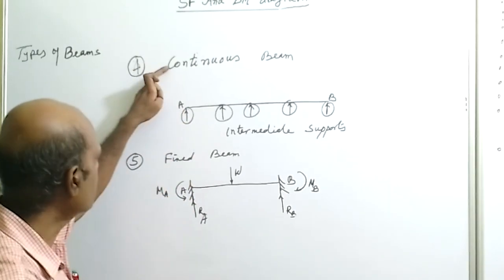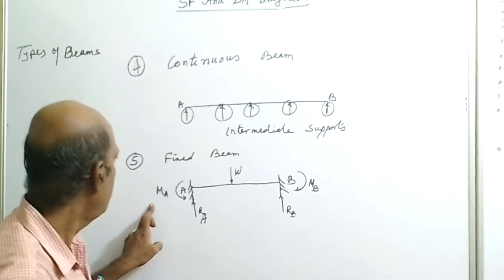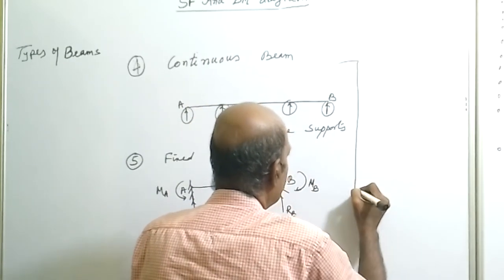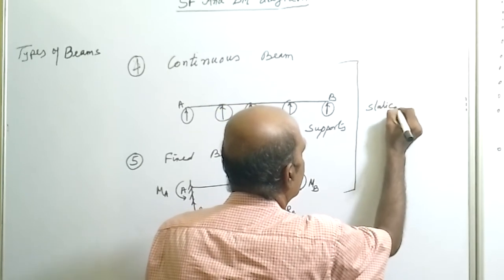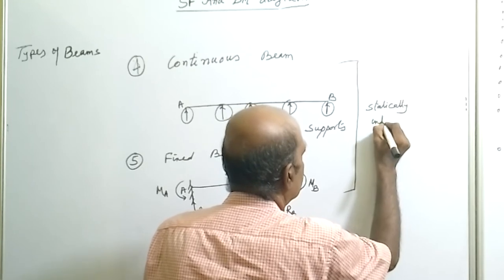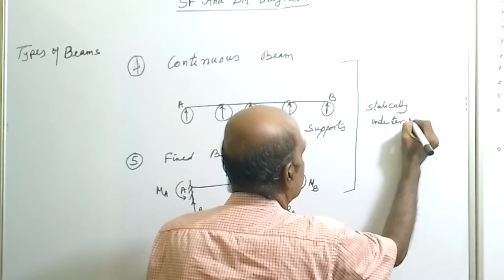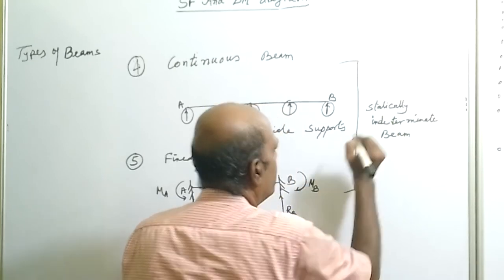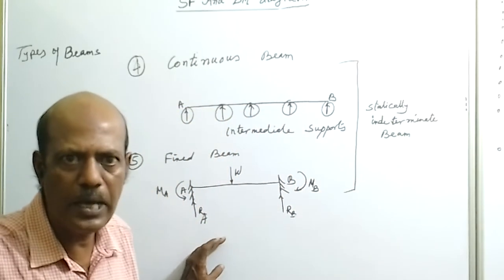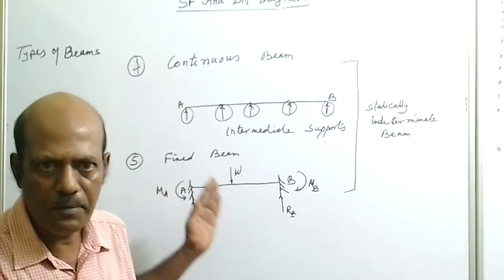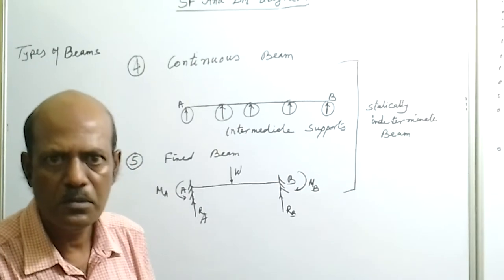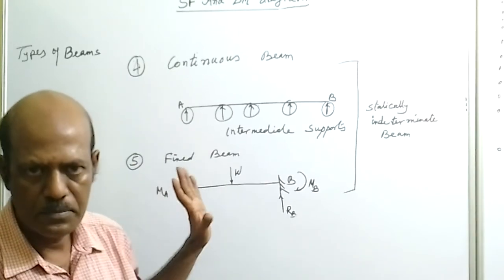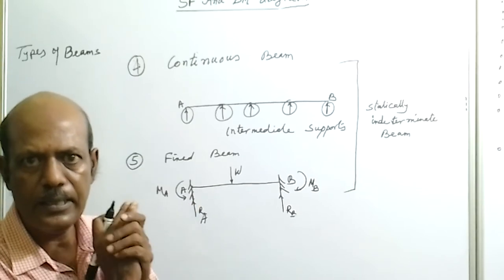So these two beams, that is the continuous beam and the fixed beam, are called statically indeterminate beams. What does it mean? It means statically indeterminate because we have two static equations, that is, sum of the forces is zero and sum of the moments is also zero. By those two equations we cannot solve the problem. That's why these two beams come under statically indeterminate beams.